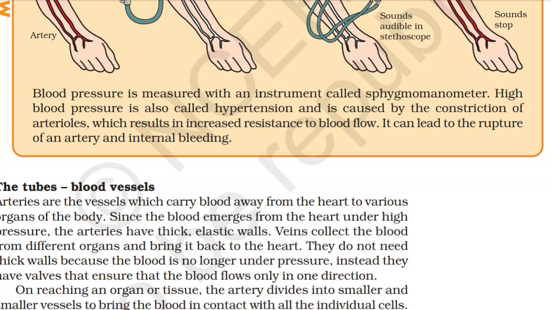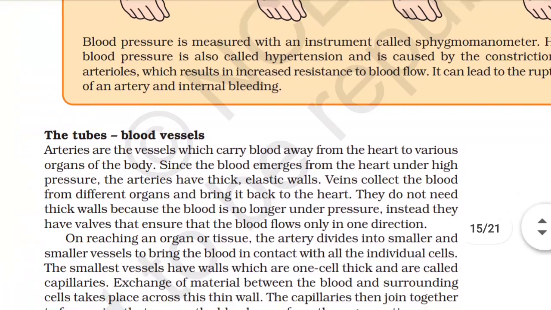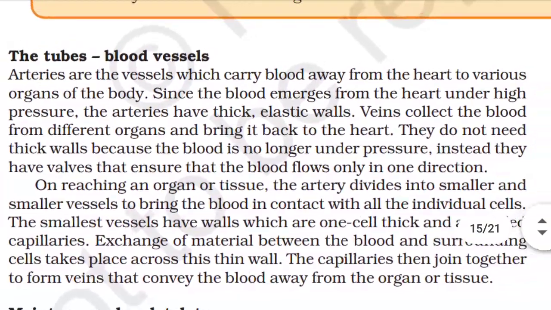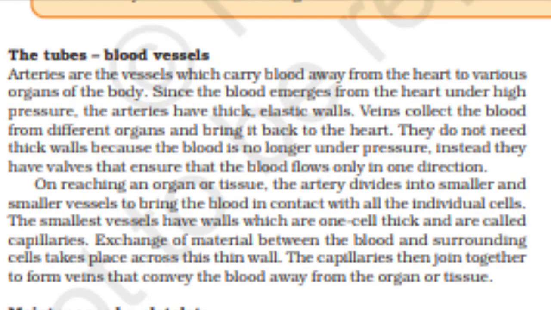High blood pressure is also called hypertension and is caused by the constriction of arterioles, which results in increased resistance to blood flow. It can lead to the rupture of an artery and internal bleeding, and we all know how dangerous it is. The tubes, vessels, blood vessels.